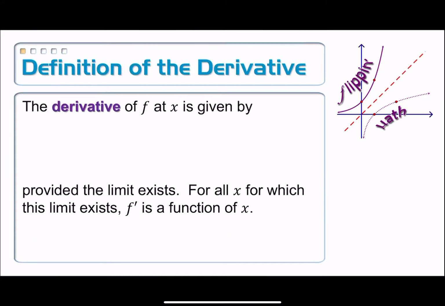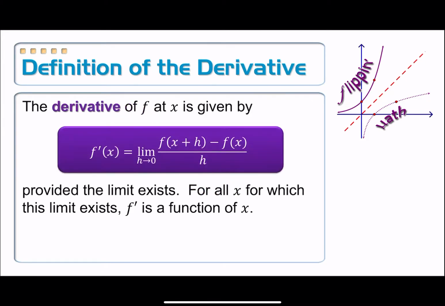So here then is the definition of the derivative. Not derivative at a point, but the derivative written as a function, so it's the derivative everywhere. The derivative of f at x is given by a limit. F prime of x is equal to the limit as h goes to 0 of f of x plus h minus f of x all over h.